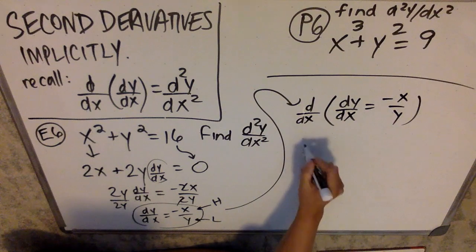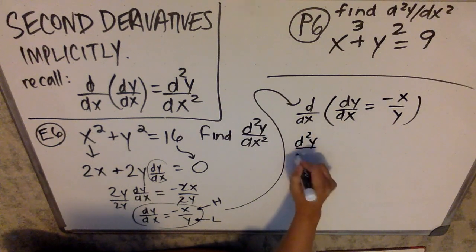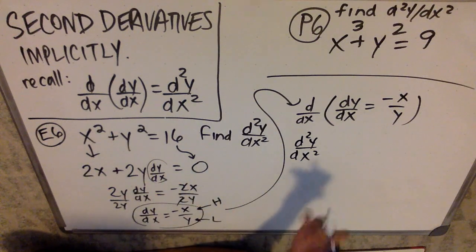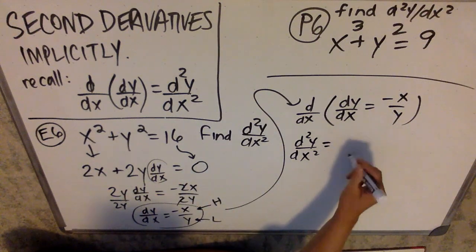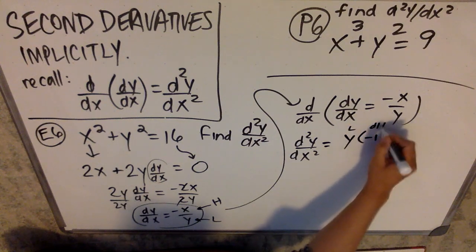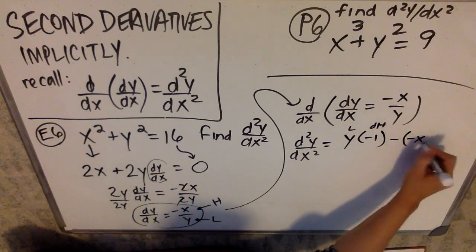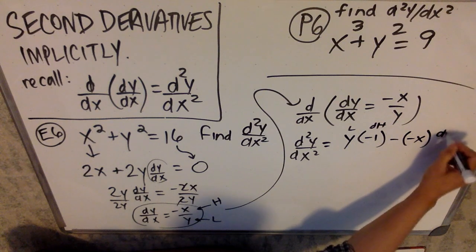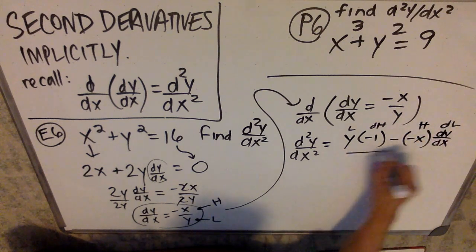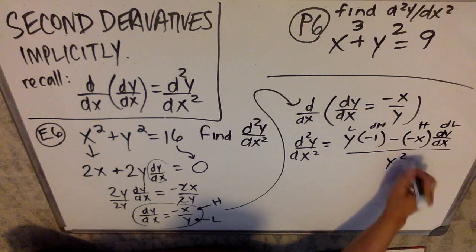So on this side, I'm going to get d squared y dx squared, because just as we talked about here, that's what happens when you differentiate dy dx with respect to x, equals, and on this side, I'm going to have low d high, right, low d high, minus high, which will be a negative x, d low, which would be dy dx, high, d low, draw the line, and then square the low, so it'd be a y squared.